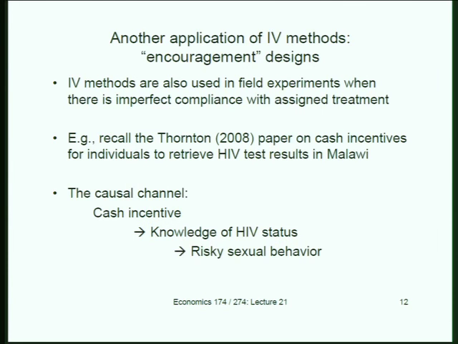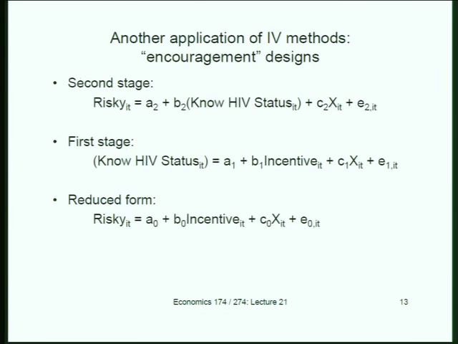So let's talk through how this would work. Here's what the three estimation equations would look like, the three that go into IV. There's the second stage, and this is the one we really care about. So in IV estimation, the second stage is what we care about. We care about how knowing your HIV status affects risky sexual behavior. That's what we want to understand.